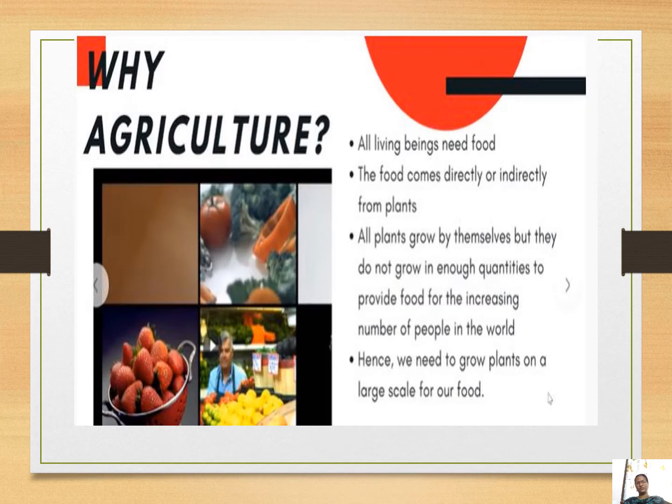Why is agriculture important? See, all living beings need food, right? Without food, we can't live. The food comes directly or indirectly from plants. All plants grow by themselves, but they do not grow in enough quantities to provide food for the increasing number of people in the world. Hence, we need to grow plants on a large scale for our food.